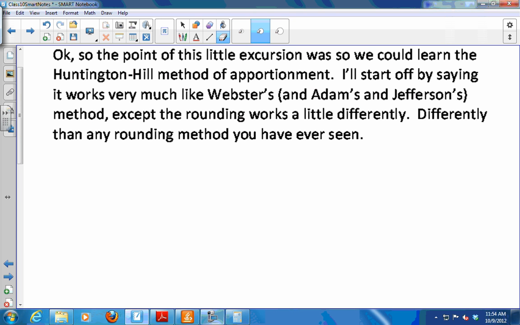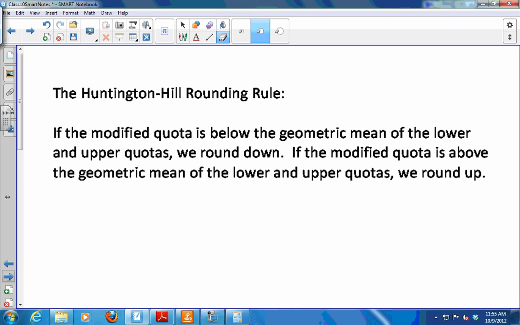So remember, Jefferson's rule was always round down. Adams' rule was always round up. Webster's rule was round conventionally. Below 0.5 round down and 0.5 and above round up. So the Huntington Hill method uses a new rounding rule that you've never seen before. It's not round down, not round up, not round conventionally. It's a new rule. So this is how you round with Huntington Hill.